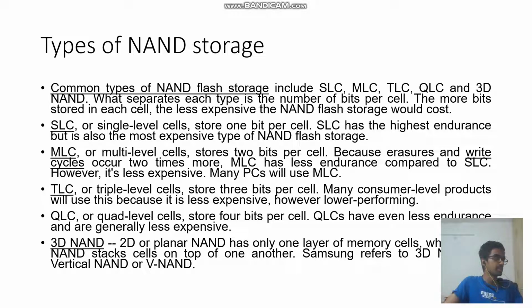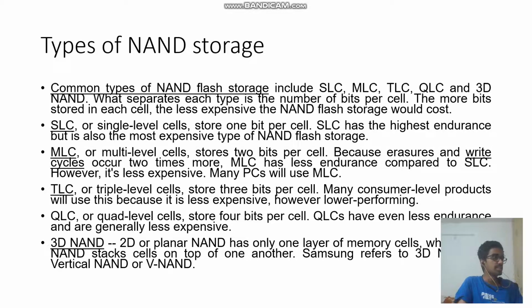Types of NAND storage. Common types include SLC, MLC, TLC, QLC, and 3D NAND. What separates each type is the number of bits per cell. The more bits stored in each cell, the less expensive the NAND flash storage would cost. SLC, or single level cells, store 1 bit per cell, and SLC has the highest endurance, but it is also the most expensive type of NAND flash storage. MLC, or multi-level cell, stores 2 bits per cell because erasure and write cycles occur 2 times more. MLC has less endurance compared to SLC, however it is less expensive. Many PCs will use MLC.